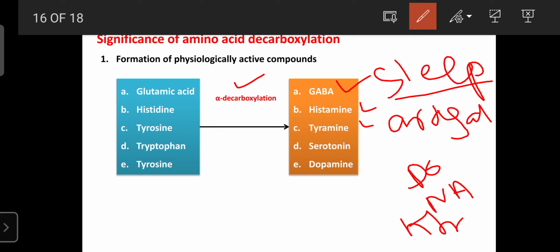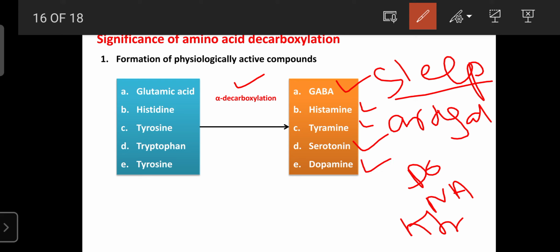Another example is tryptophan, which undergoes decarboxylation and is involved in the formation of serotonin. And serotonin, as you already know, is required for the regulation of the biological clock or circadian rhythm. And the last one is tyrosine. It is also responsible for the formation of dopamine through tyramine.